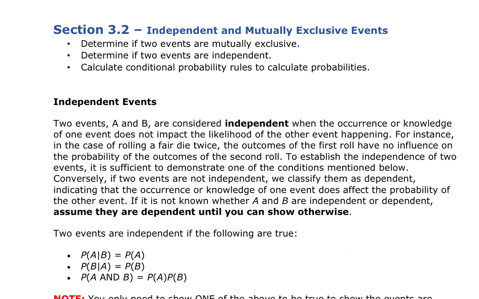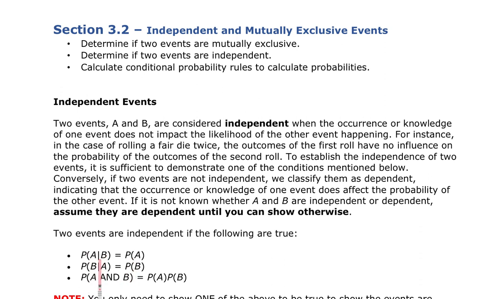To establish the independence of two events, all we have to do is demonstrate one of these three conditions. Either the probability of A given B is equal to the probability of A, or the probability of B given A is equal to the probability of B. Notice that B, in this case, whatever is written second, has already happened, and you're just showing that the probability of A is the same as if B never even happened.